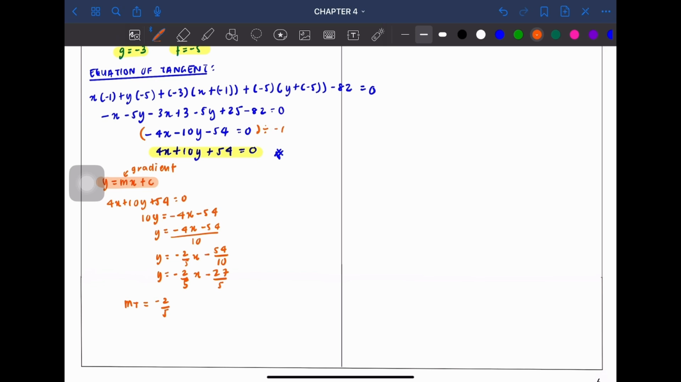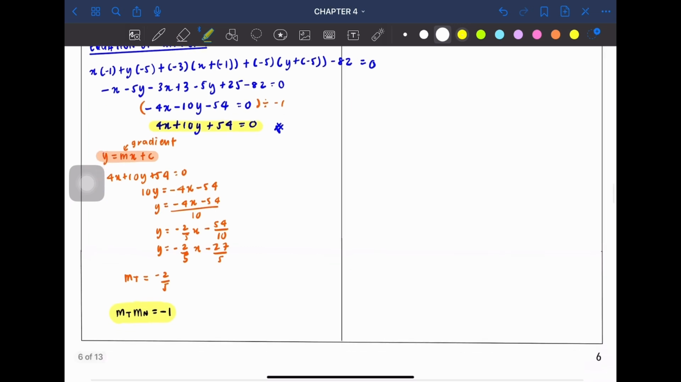Okay, so why do we need to find the gradient of the tangent? Because from this we can find the gradient of the normal. So we have another formula: mt, the gradient of tangent, multiplied with the gradient of normal is equal to negative 1. This is also another formula that is important for you to remember. So your mt is negative 2 over 5, so your gradient of normal line is equal to 5 over 2.